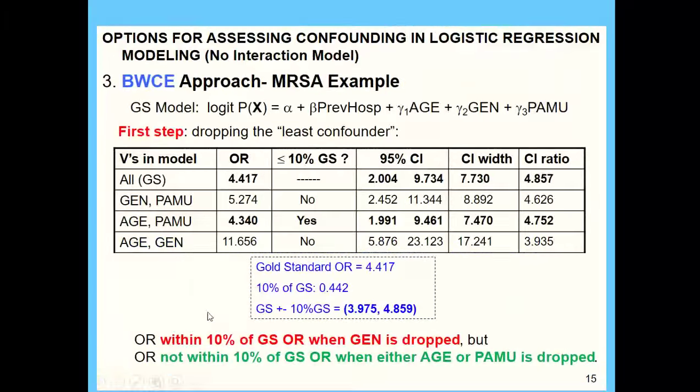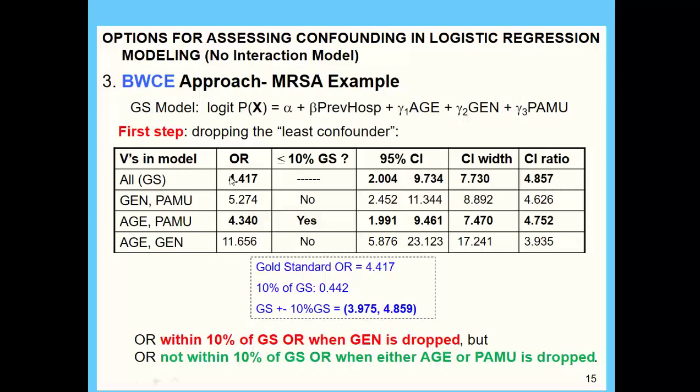Now let's look at the MRSA example and see how this works. Here's the starting model: previous hospitalization, age, gender, PAMU. Those are the variables in the model. We've seen this. Now, what I'm asking in this first step of the change in estimate rule is, which variable, if any, can I drop that's the least confounder? But I'm only considering dropping one. That's the first step, not 2 variables, only 1 variable.